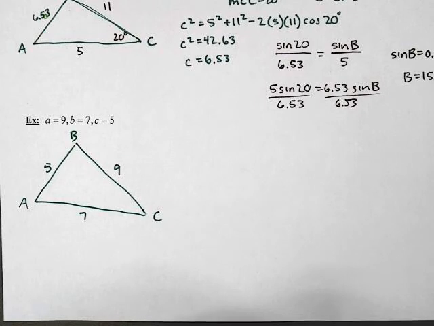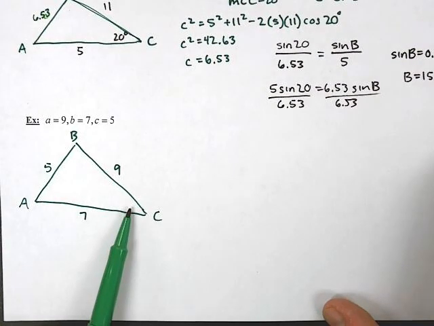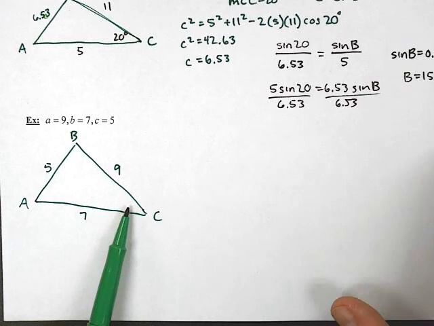Interesting. Do we have an angle pairing? No, we do not, which means we need to use law of cosines here. And again, I want to get that smallest angle first. So that means I'm going to have to get angle C. Angle C is what I'm looking for first.